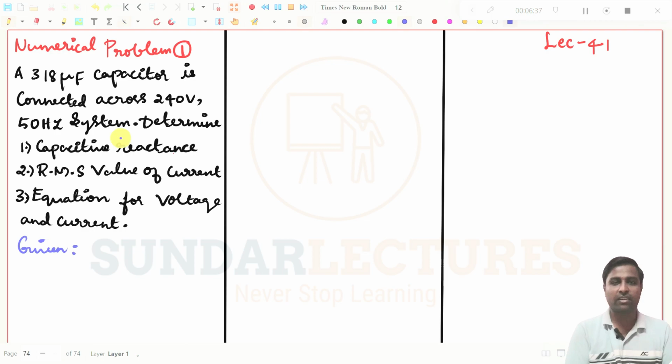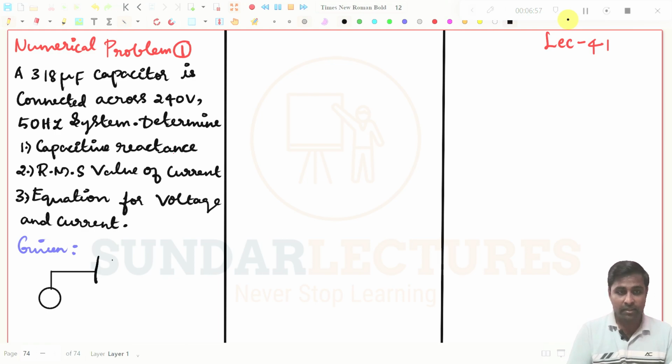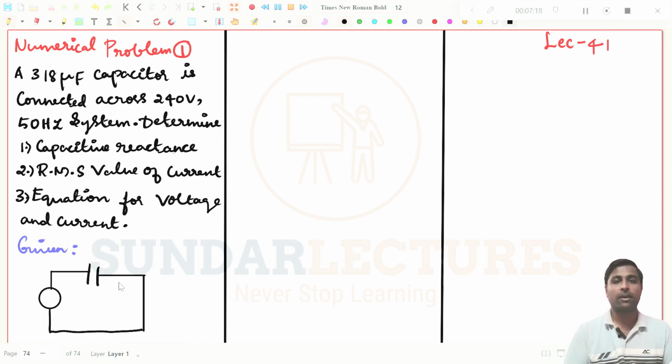First I will draw the diagram. Let me draw the diagram now. So there is a supply, and in that supply one capacitor has been given, and that is connected to the supply. And what is this value now?